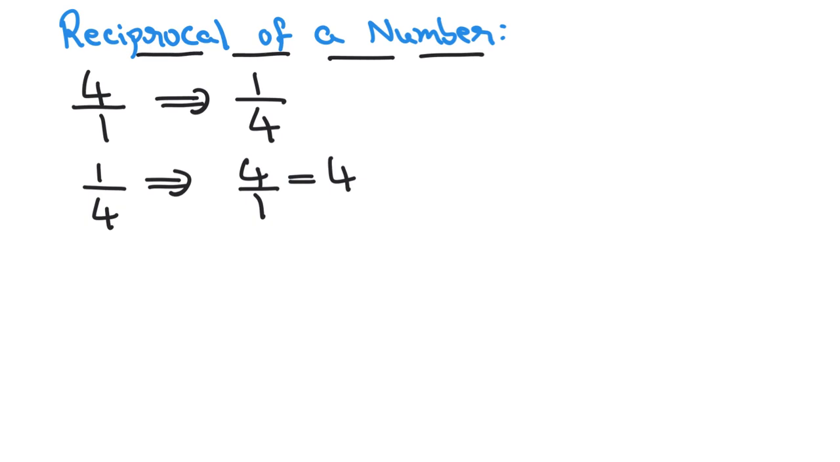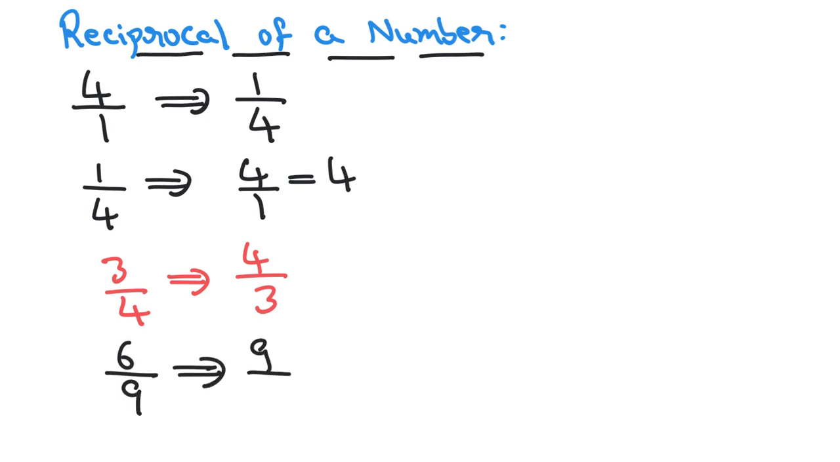Okay, make a guess now. Think. What is the reciprocal of 3 over 4? Think about it. Flip the fraction. It's 4 over 3. Very good. What is the reciprocal of 6 over 9? 9 over 6. Good.